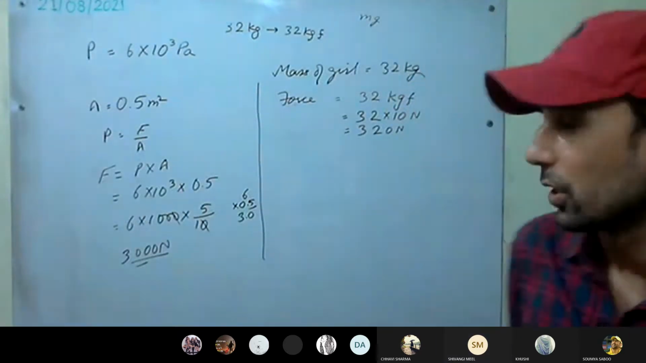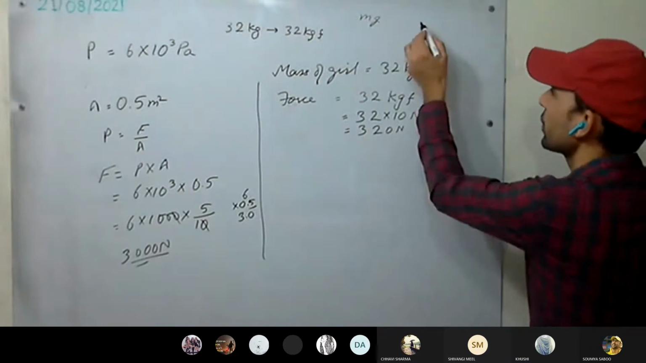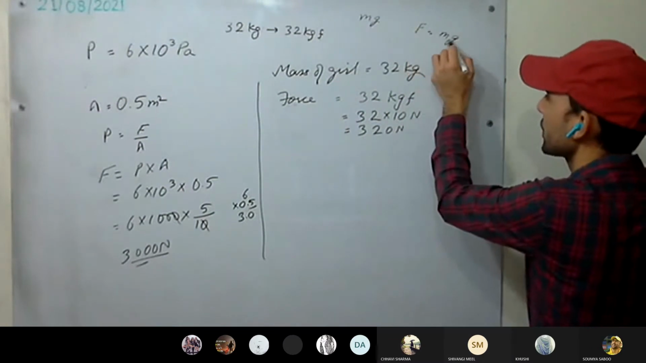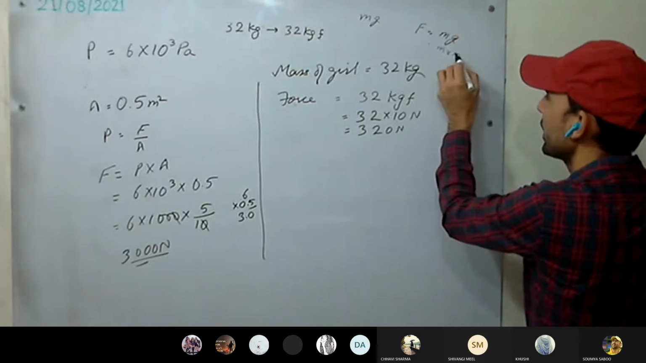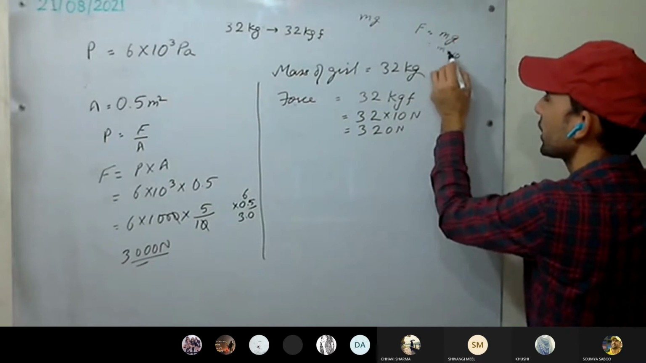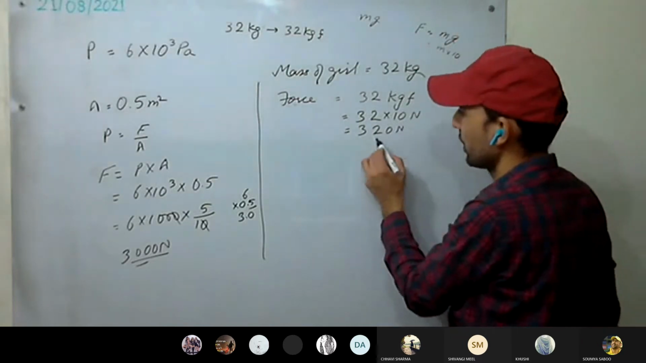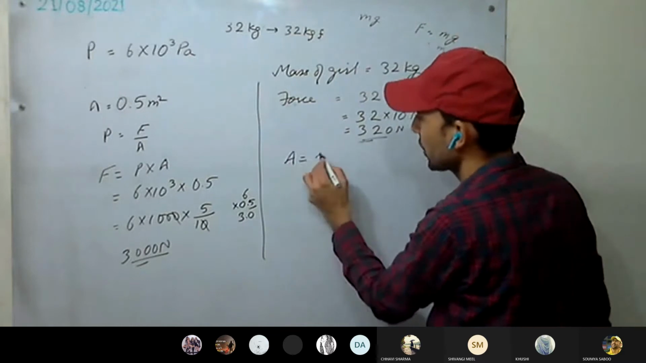Force, you understood? Okay. There's one more way as well. Force is nothing but mass into acceleration due to gravity. We have studied this one. Mass m is there and 10 meter per second square. So 320 Newtons. Okay, this one. Force you got. Area is how much?